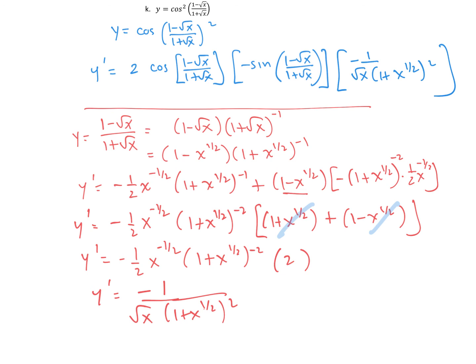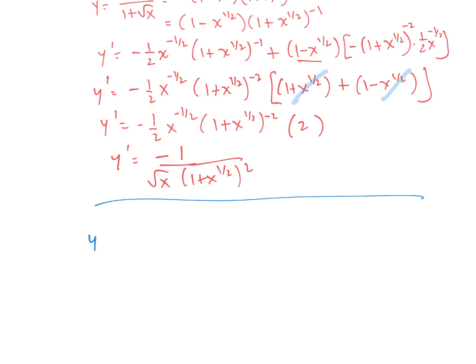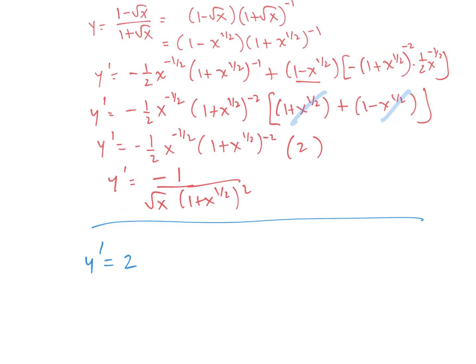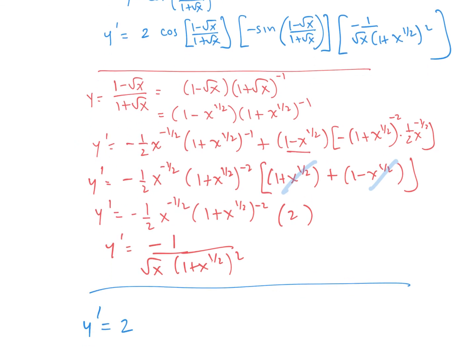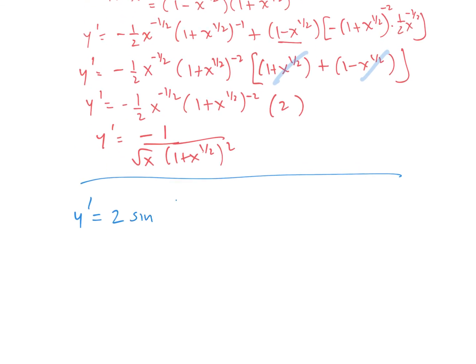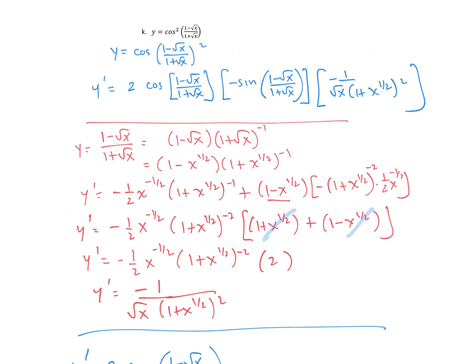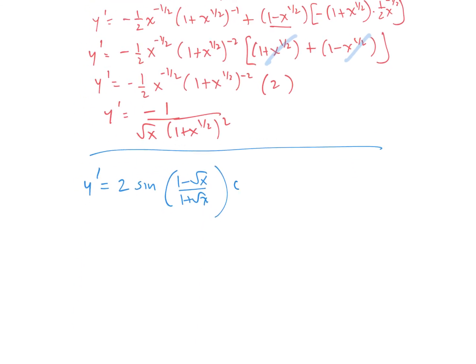Okay. So now that we've done that, we are going to simplify this last line in the blue part. So we've got 2 negatives make a positive, so let's write this down here. So y prime is going to be 2. We've got a sine of 1 minus root x over 1 plus root x. We've got one of those. We've got a cosine of 1 minus root x over 1 plus root x. And then we've got this thing at the end here.